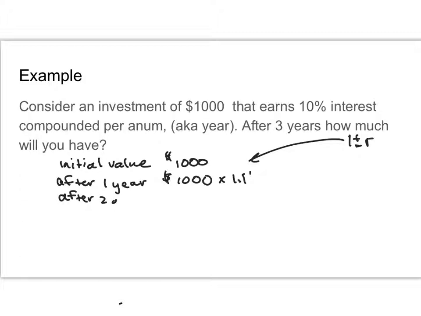After 2 years, we have $1,000 times 1.1 times another 1.1 because we have what we had last year, and we multiply that by 1.1, and that's equal to 1,000 times 1.1 squared.